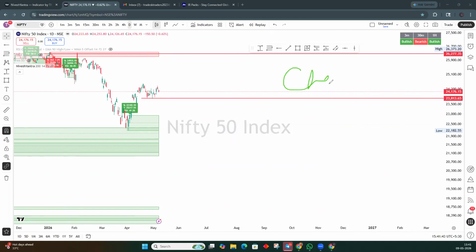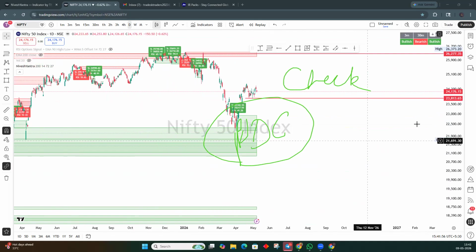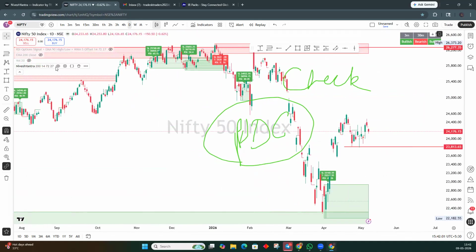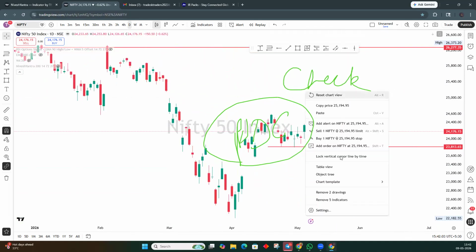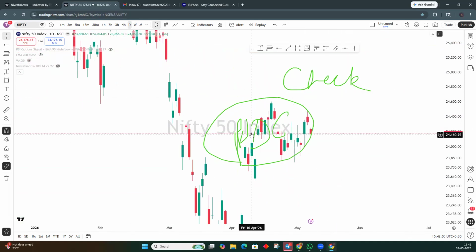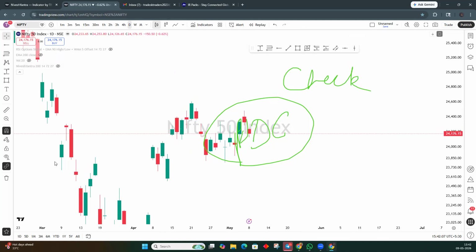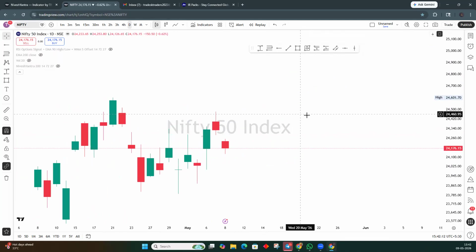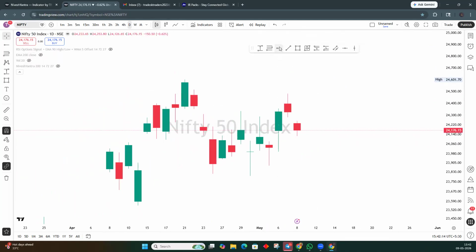So check the previous day candle. You can see PDC. Basically we will check the candle of last day, what it means and what the behavior is. Always check the closing point. PDC is the previous day candle and previous day close.